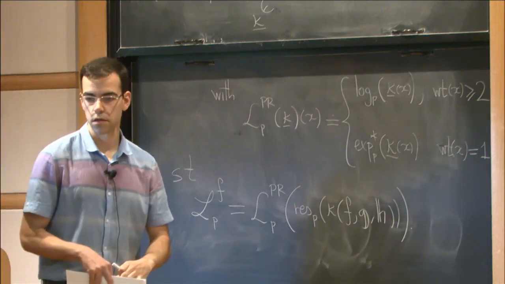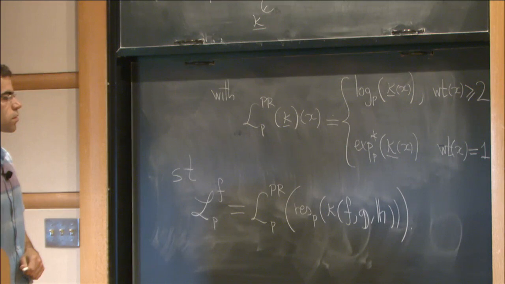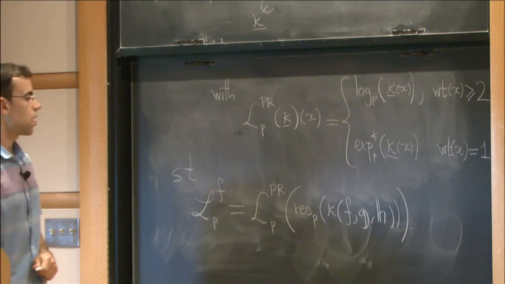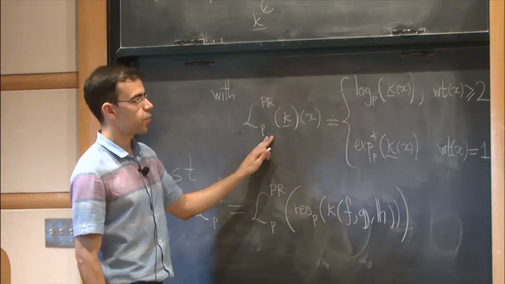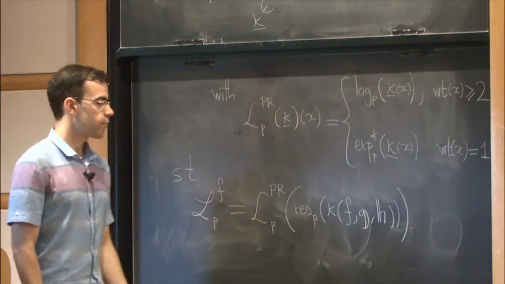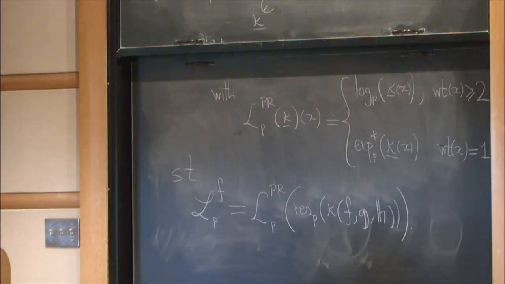So here the difference between log and exponential comes from some local behavior of the class. The fact that this map has different interpolation properties depending on the weight will allow us to say something about the local properties of this class. Okay, that's actually one of the next things I'm going to say.